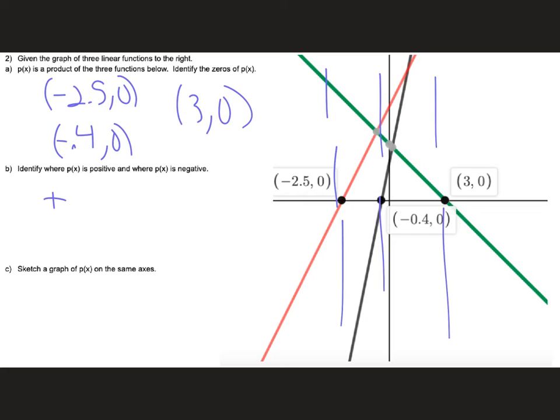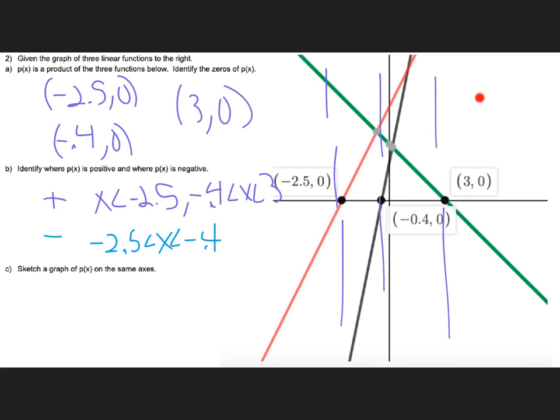So that would be when x is less than negative 2.5 is one place. And then here, the green is positive, the red is positive, but the black is negative. So positive, positive, negative. That overall makes a negative. So we're going to be negative between negative 2.5 and negative 0.4. And then in this region, red is positive, black is positive, green is positive. So positive, positive, positive makes positive. So that's going to be between negative 0.4 and 3.